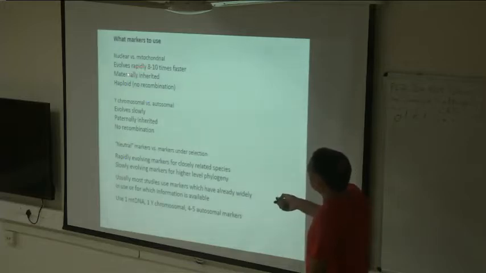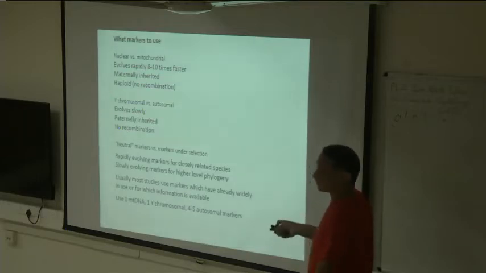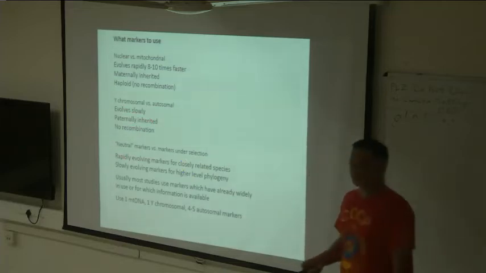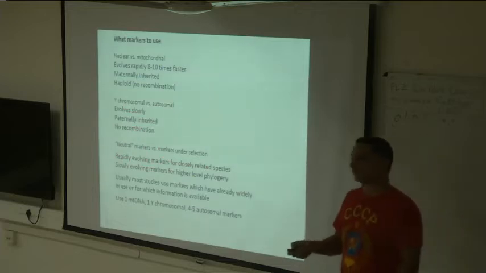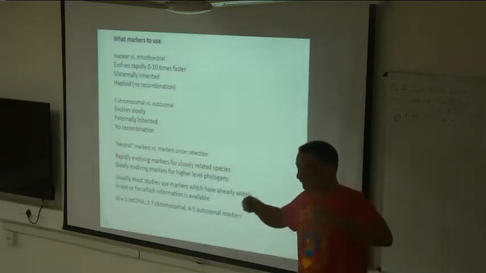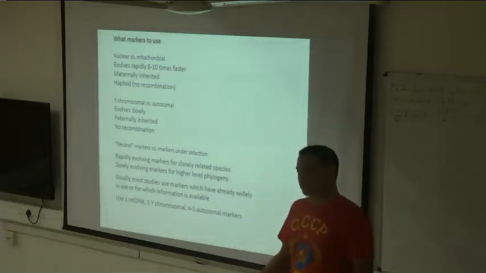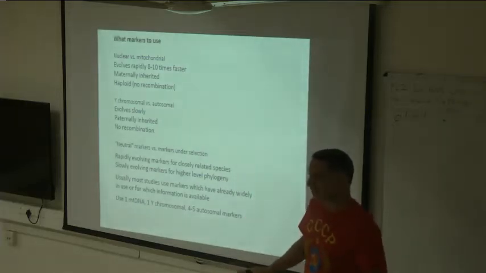Okay, and we talked about this nuclear versus mitochondrial. Just keep in mind that mitochondrial DNA is haploid, rapidly evolving, with one quarter the effective population size. Similarly, Y chromosome versus autosomal, you can get differences. And we also talked about neutral markers versus markers under selection. Ideally use neutral markers, but none of us actually use neutral markers. We are all using genes. As long as they are under negative selection, it's fine.